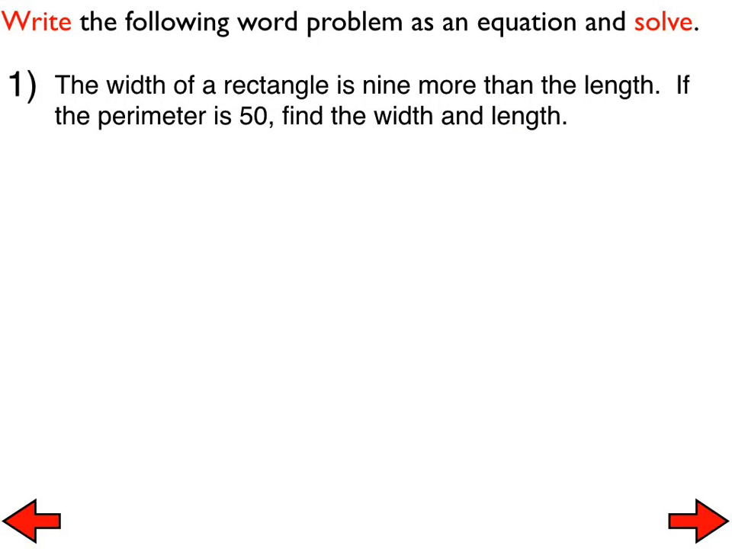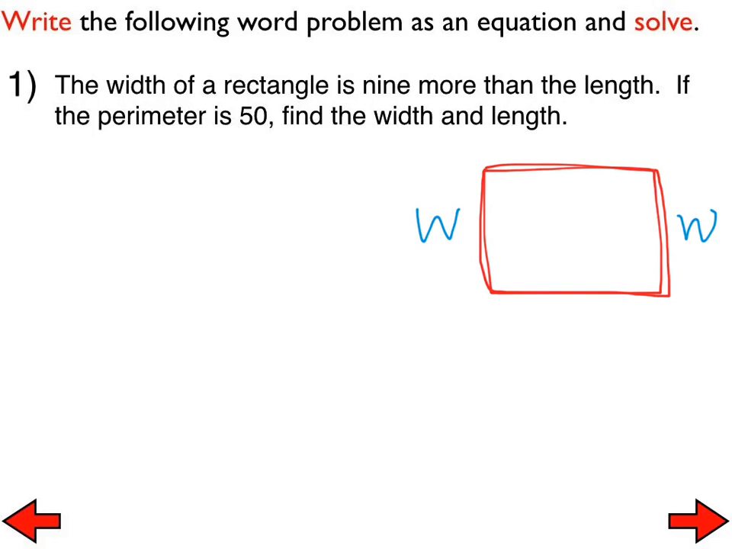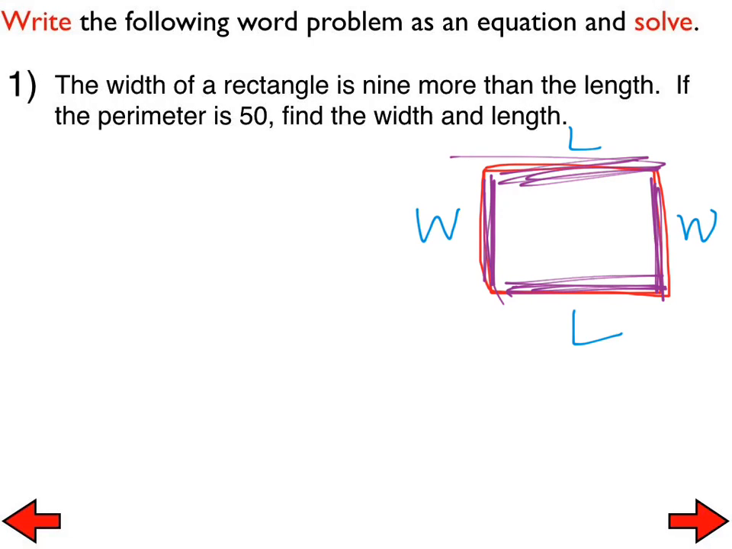So, number 1. The width of a rectangle is 9 more than the length. If the perimeter is 50, find the length and find the width. Well, the one thing we need to make sure that we remember when we are finding the perimeter of a rectangle or any shape is we add up all the sides. And in a rectangle, we have typically 2 widths and 2 lengths. And so if we're finding the perimeter of any rectangle, we have to add up both widths, and we have to add up both lengths. Is everybody clear on that? Yes or no? Yeah, that part should be easy.